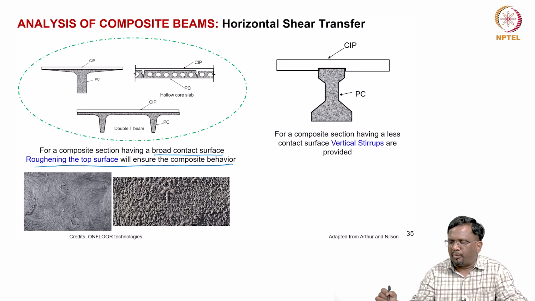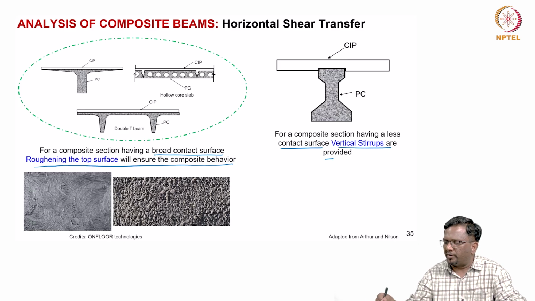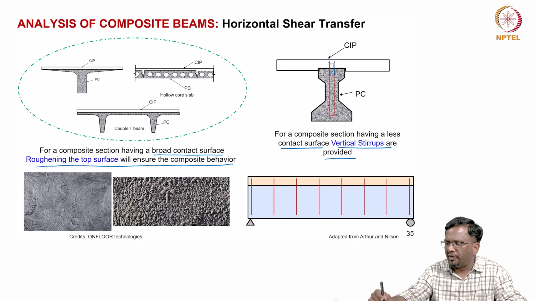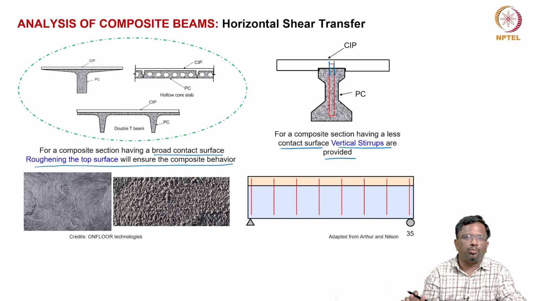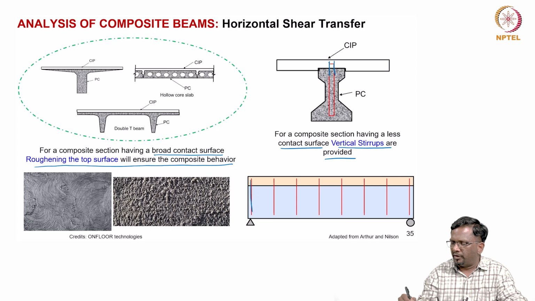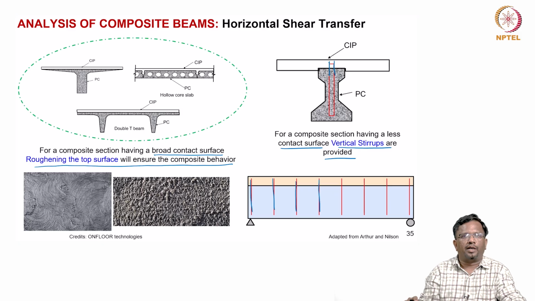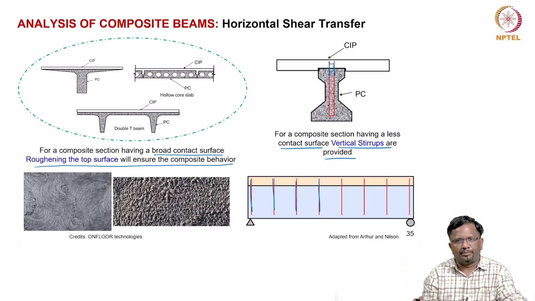So, for a composite section having less contact surface, vertical stirrups are usually provided. You provide this kind of vertical stirrups, and that will ensure the monolithic action. Like this, we provide the vertical stirrups, extend them through, and pour the top slab. That is going to prevent the slip, and it will ensure that proper shear stress is transferred at the interface.